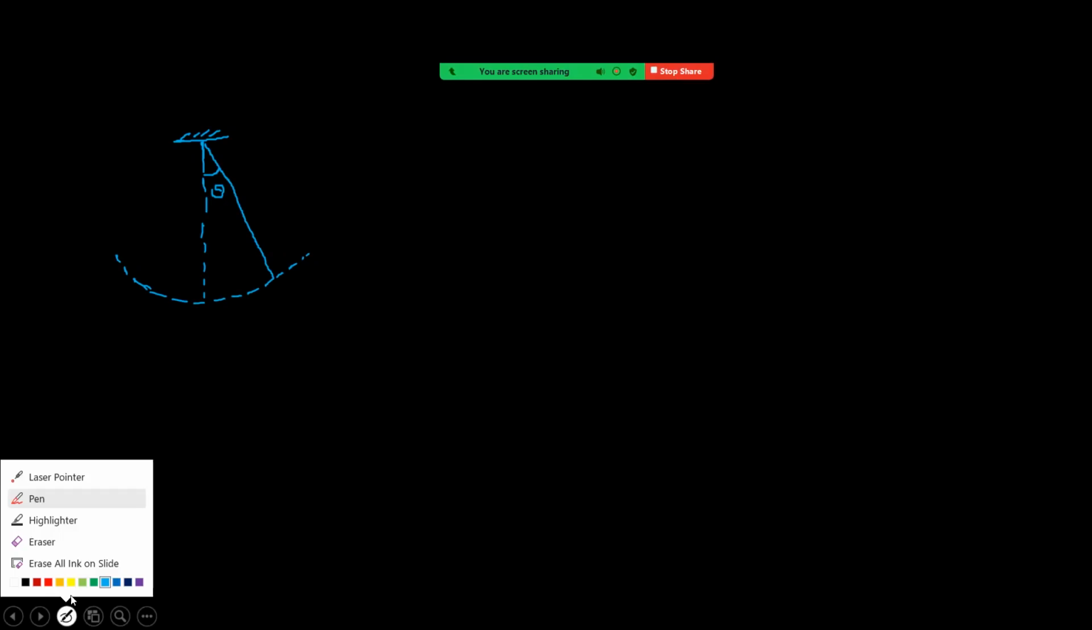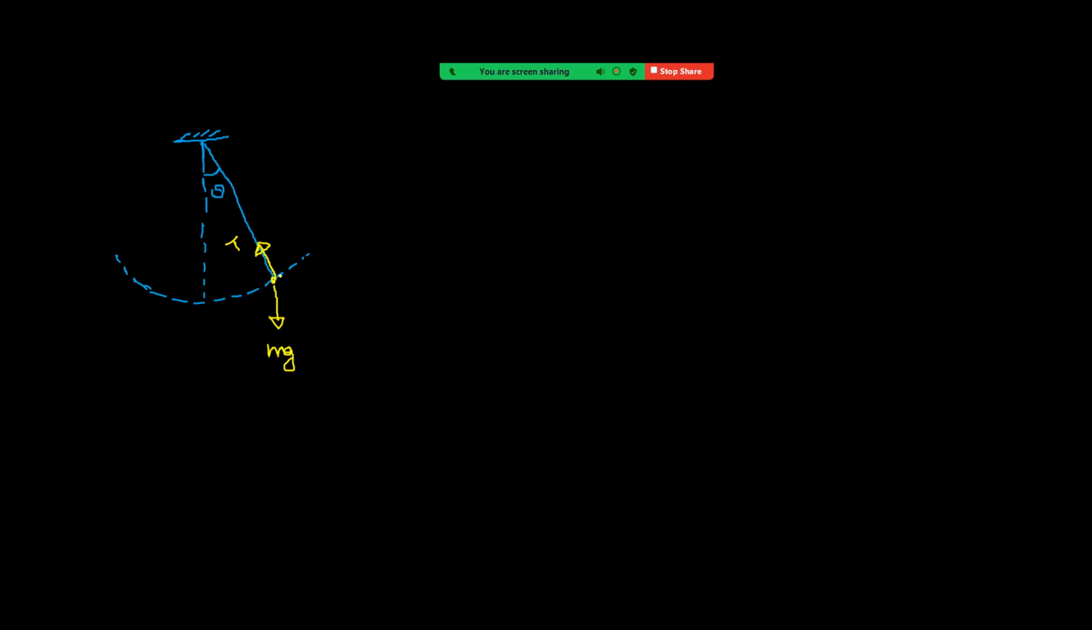Let us focus first on the free body diagram. So how many forces are acting on the particle? First start with the gravitational force. It is mg downwards. Tension towards the center, that is T. So only two forces are acting on the particle.